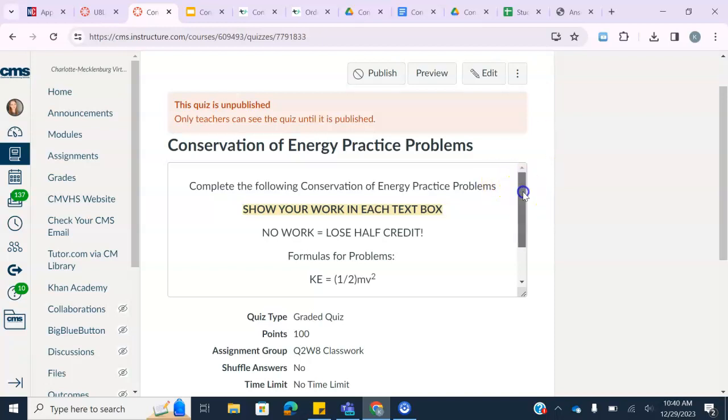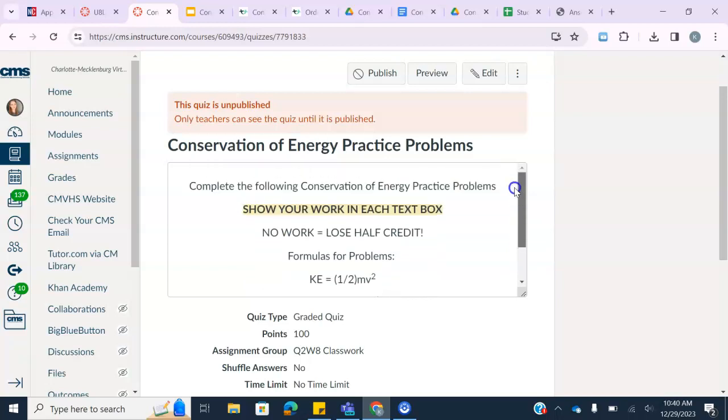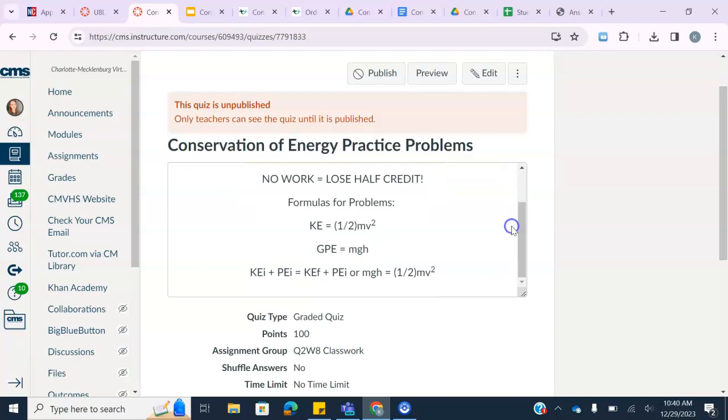Okay, so even if you get all the answers wrong, as long as you show your work and show me your thought process, you will be getting some credit on this assignment. Okay. So before I give some hints, just wanted to point out your formulas for these problems are here in the description. They should also be in your notes, but they're in the description of this assignment.